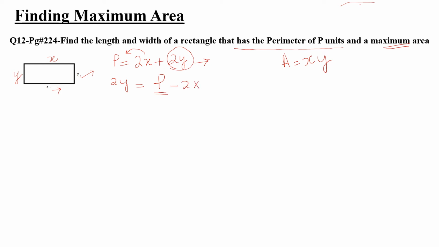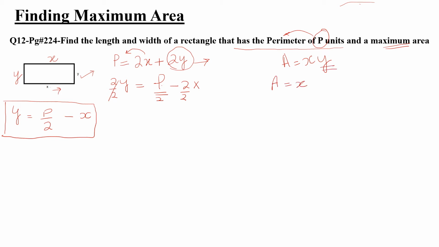And why have we kept this p? Because they say that the perimeter is p units. Now solve for y. So divide the whole equation by 2. So you will get y equals p over 2 minus x. Now once you are done with this y value, put the value of y in your constraint equation. It means you will write here A equals x, and in place of y you can write p over 2 minus x.